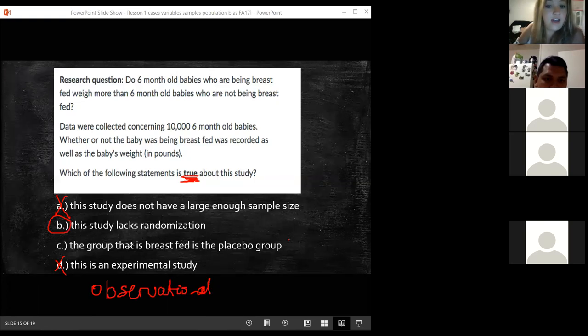And then for C, the group that's breastfed, like I said, the placebo group, that means that they would be imposing a treatment, but in order to have a placebo group, it would have to be an experimental study, and since it's not, it can't be C. So B is the correct one because there is no randomization. They're not randomizing who's being breastfed and who's not. So basically, that's why the answer would be B. Does that make sense to everyone?